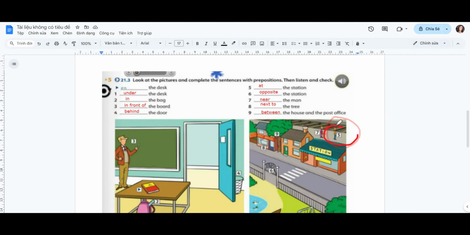Oh, he's at the station. Okay, at the station. 6, where's the gate? It's opposite the station. Number 7, where is the woman? She is near the man. And number 8, where is the post office? Is next to the tree. Next to the tree. Oh, sorry. Next to the tree. 9, where is the tree? Is between the house and the post office. Okay.